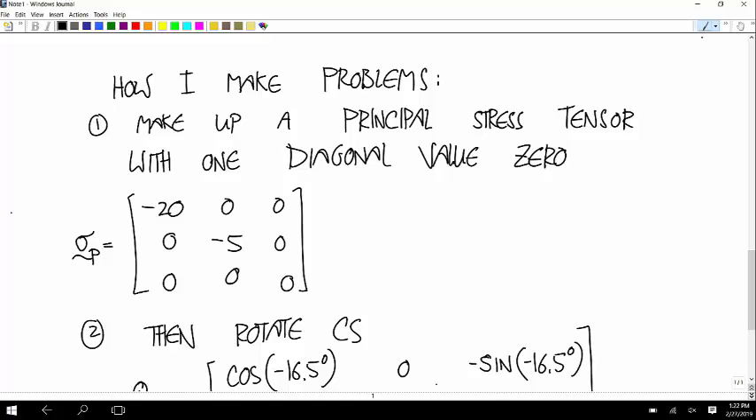Yeah, I give a lot of partial credit. I mean, if it looks like you understand what's going on, I'll give full credit for wrong answers. Yeah, there's a lot of stuff that can go wrong. So the more work you show me, the more partial credit I can give.